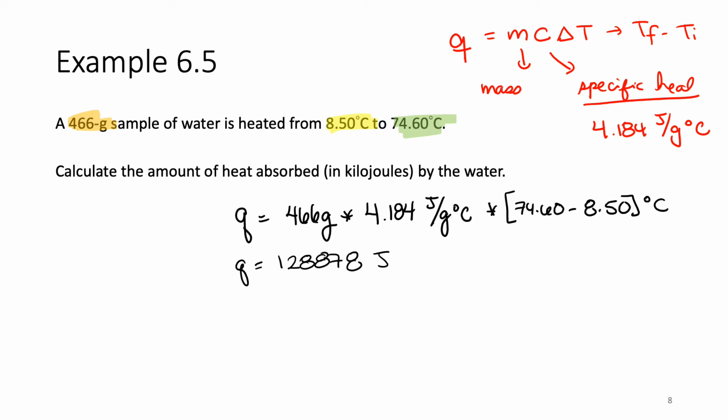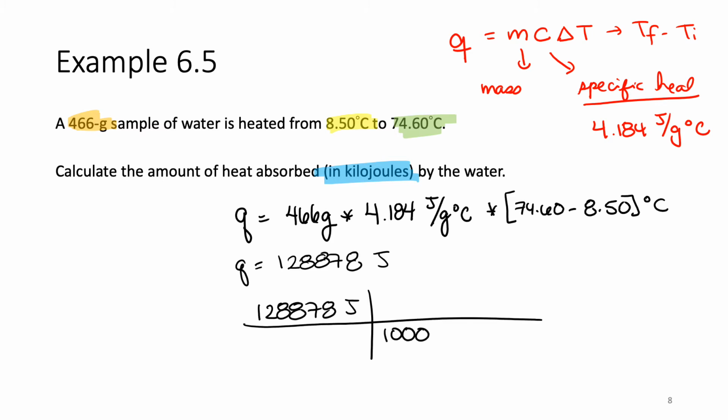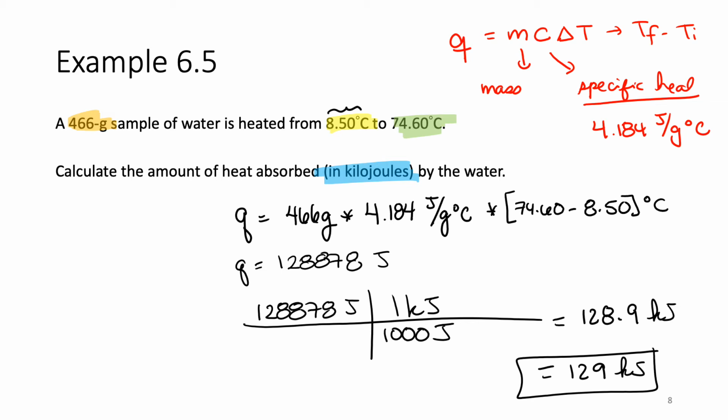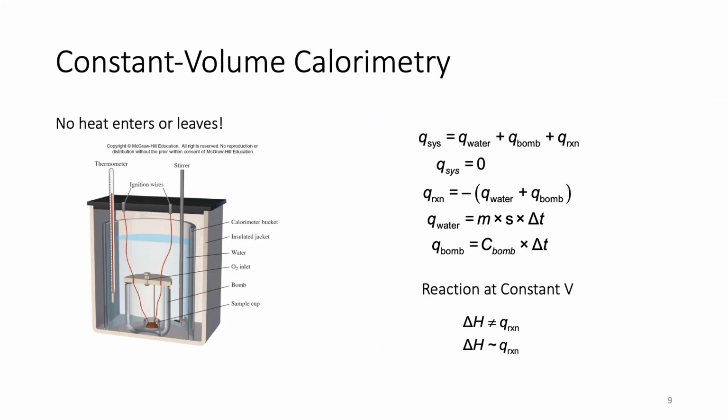And before I celebrate being done, I read the question. It wants my answer in kilojoules, so I have to convert. So I have 128,878 joules. 1,000 joules is 1 kilojoule. Notice my complete disregard for significant figures. I will fix them at the end. So this gives me 128.9 kilojoules. But I have to use significant figures and I need to have 3. My final answer comes out to 129 kilojoules. Ta-da! Math.